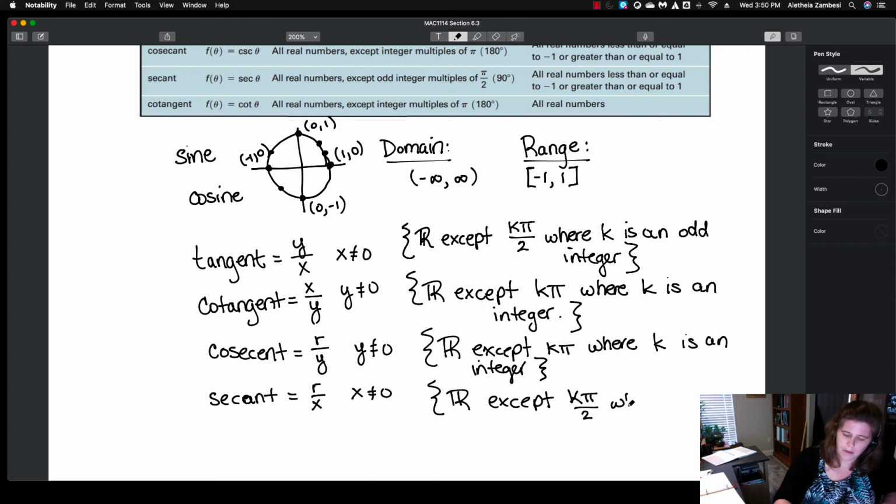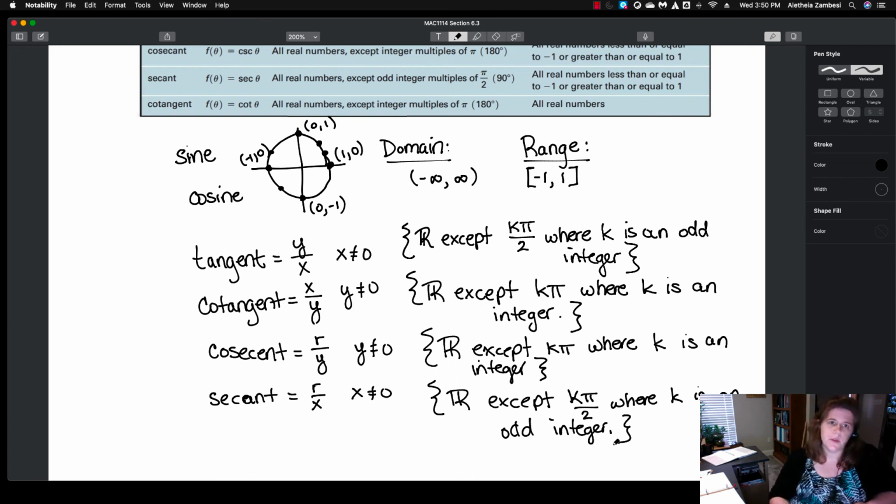Where k is odd. All right, so those are the domains of all the trig functions. And we'll go through over the next couple of weeks how to draw them all. You'll get very familiar with these functions. But for now, here are their domains and ranges.